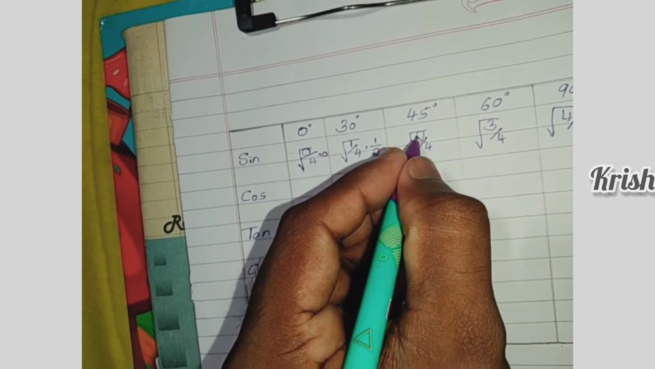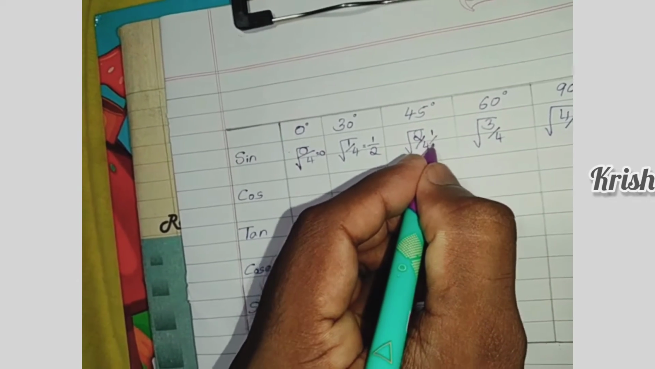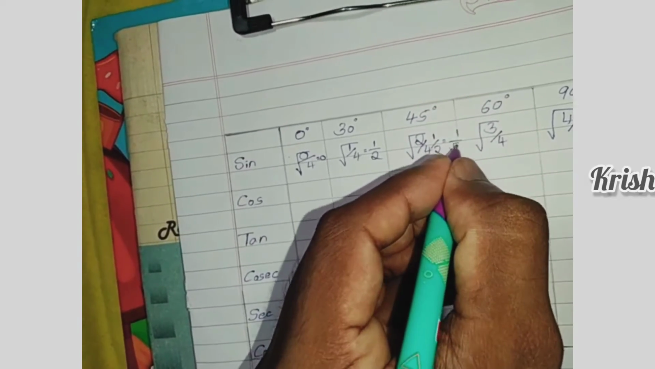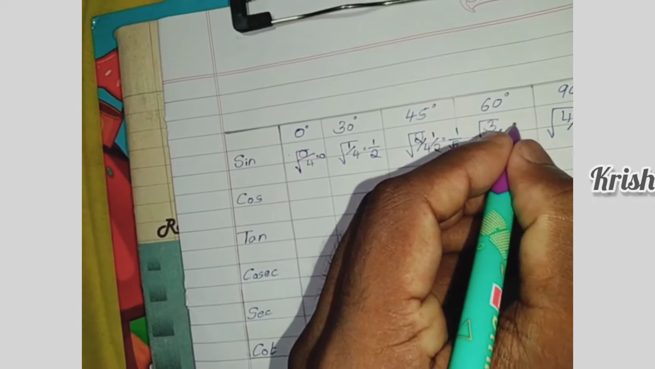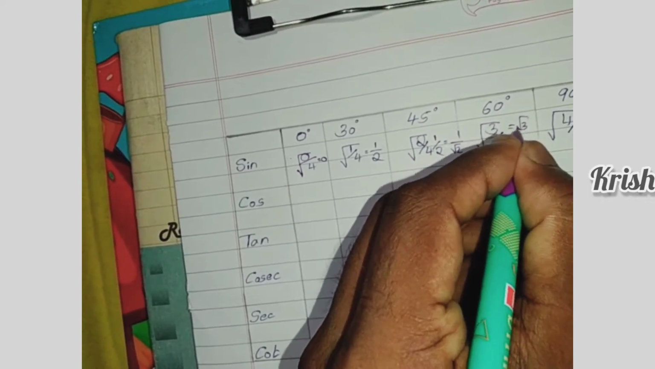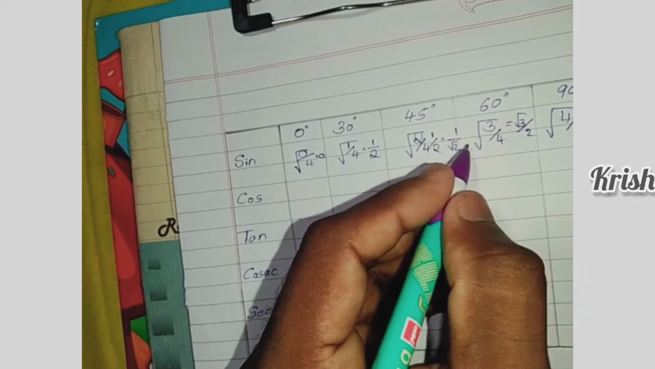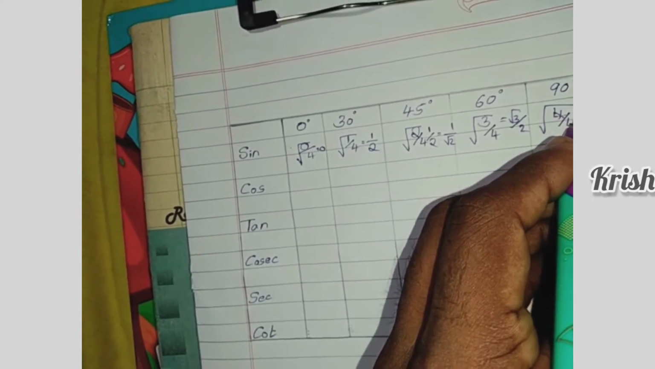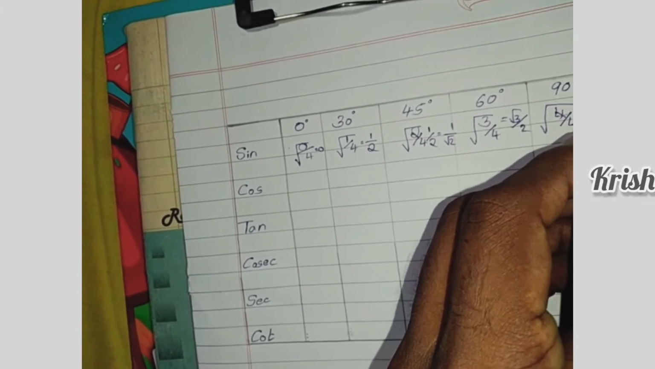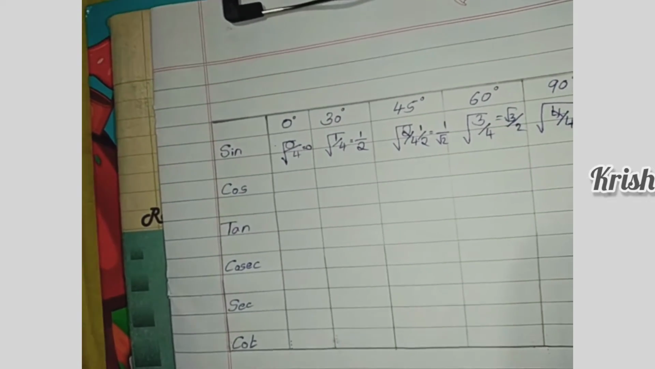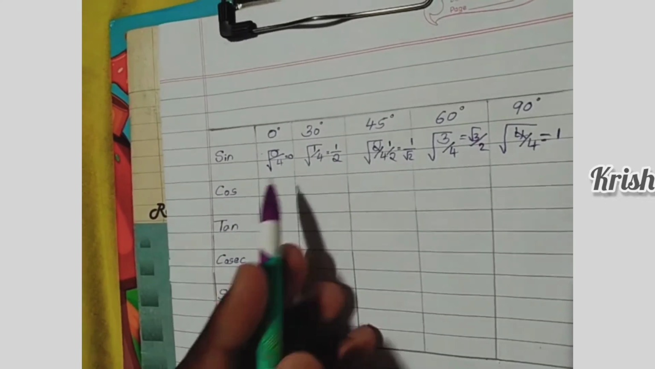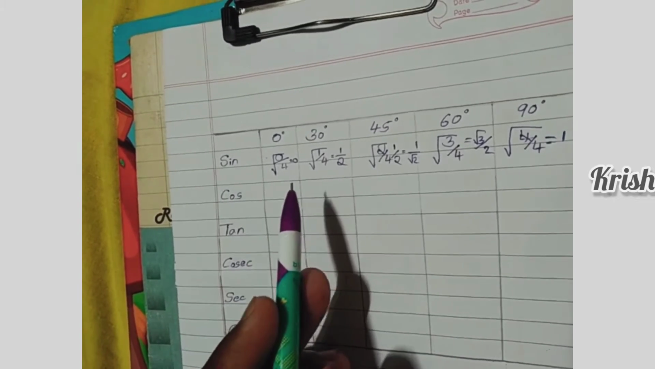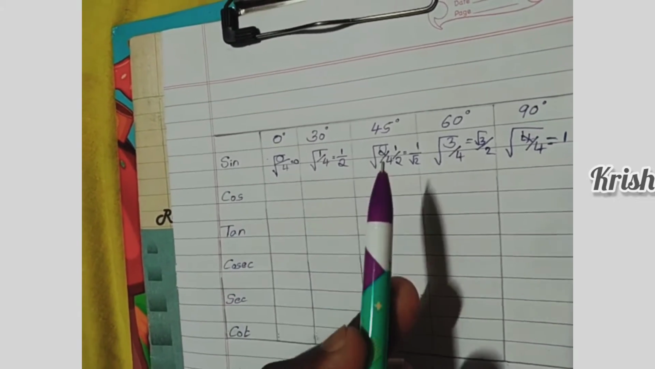Here 2 ones are 2, 2 twos are the root, right? Then it is equal to 1 by root 2. Here root 3 divided by 2. The square root of 4 is 2 and the square root of 3 is root 3. Then here 4 ones are 4, ones are, hence the square root of 1 is equal to 1. These are the actual values of sine. Sine 0 degree 0, sine 30 degree 1 by 2, etc.